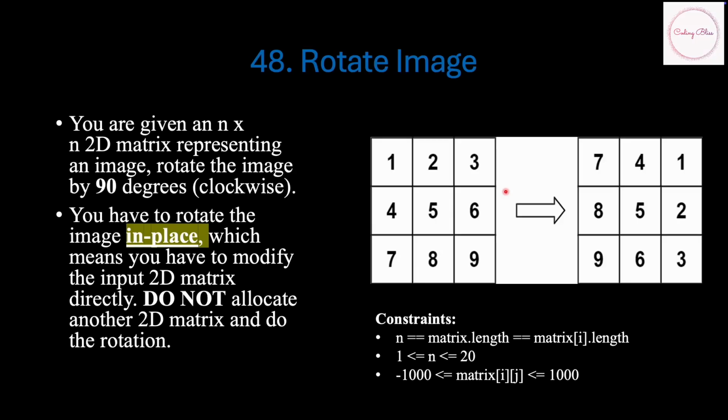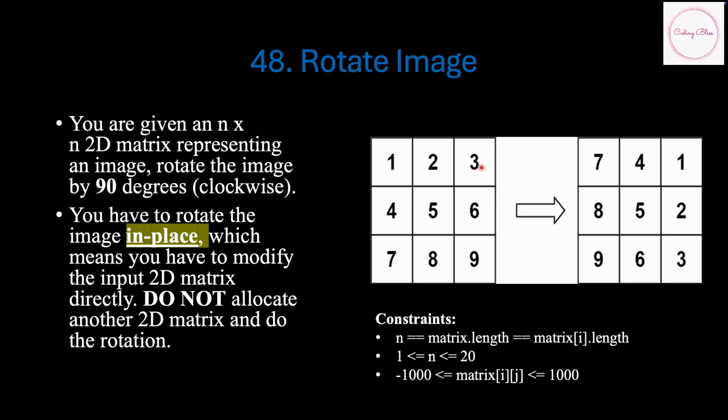Hi everyone. Today let's look at LeetCode problem 48, Rotate Image. You are given an n by n 2D matrix, so it's a square matrix, representing an image. Rotate the image by 90 degrees, basically clockwise. So you can see here, it is just rotated clockwise. The critical piece is you have to do an in-place algorithm to find the rotated matrix.